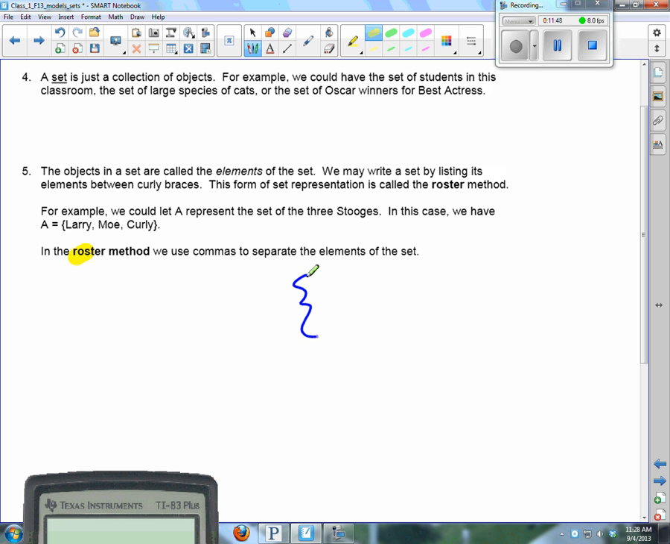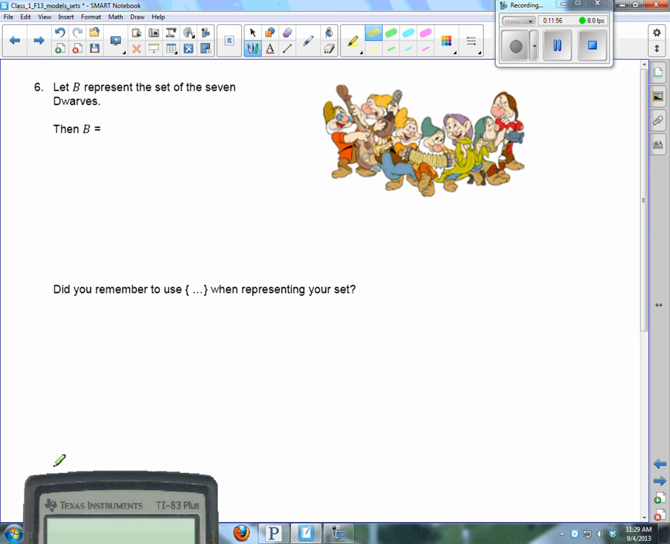And to indicate a set, you have to use these curly braces. They look like a little profile. See, there's your nose and your eyes, whatever. All right, can't get you guys going. All right, here you go.